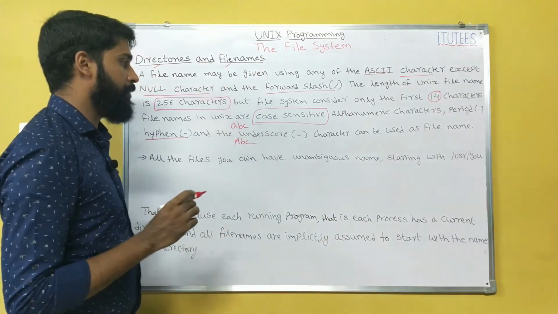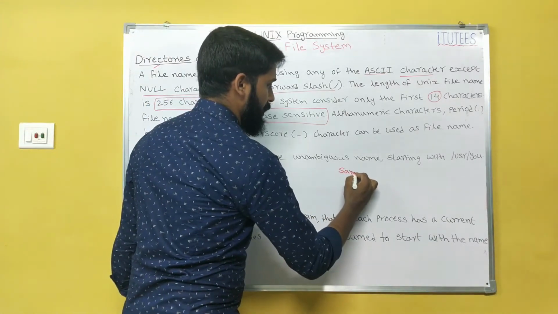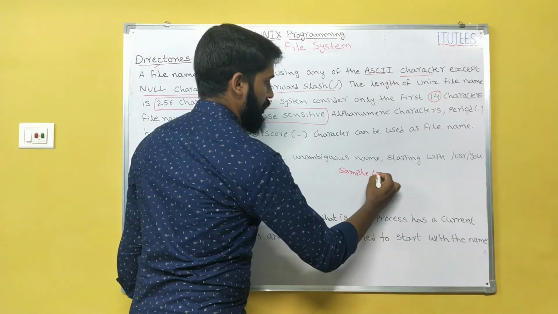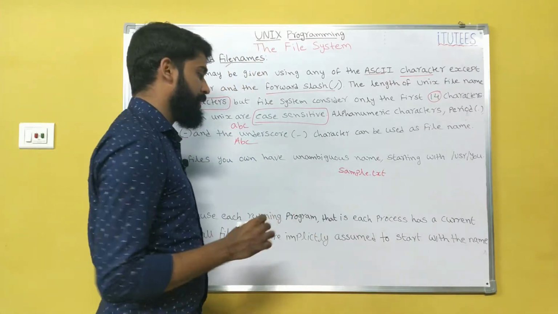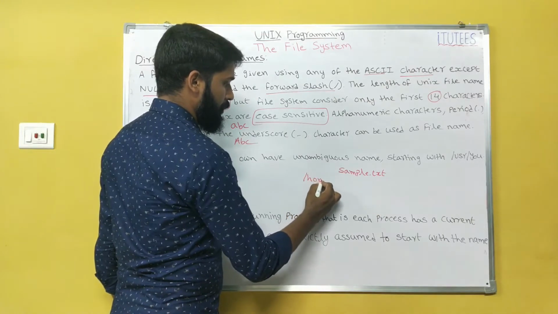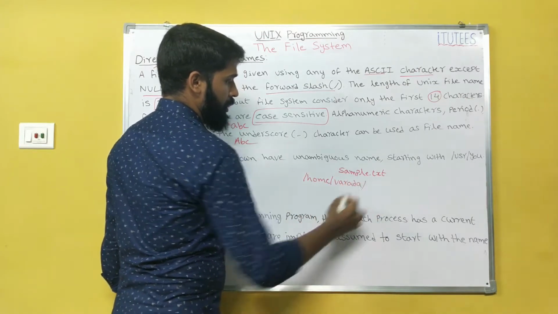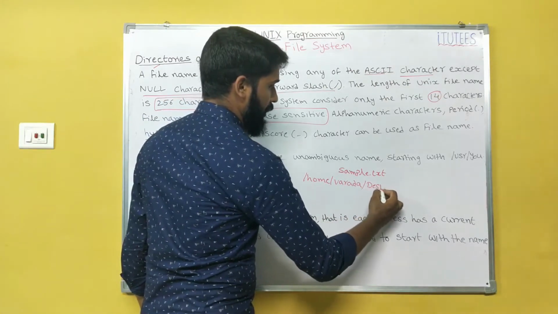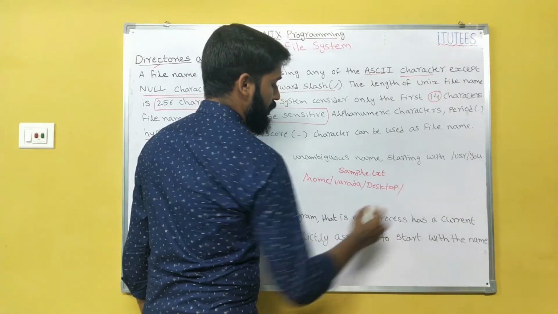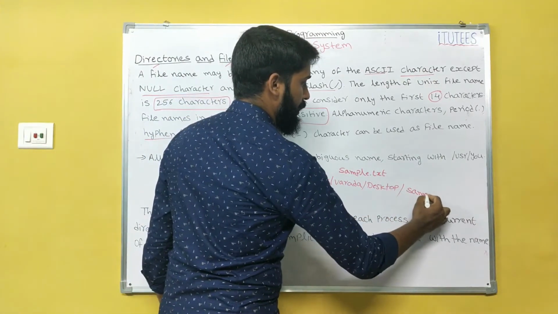For example, now I am going to create a file sample.txt on the desktop. So my system, home, and I create this file on the desktop. So this is the desktop. In this folder I create sample.txt.